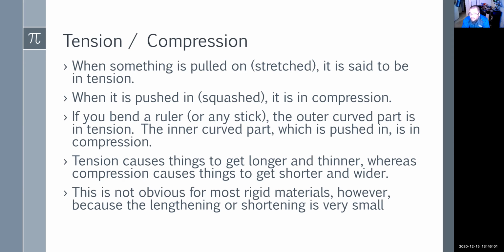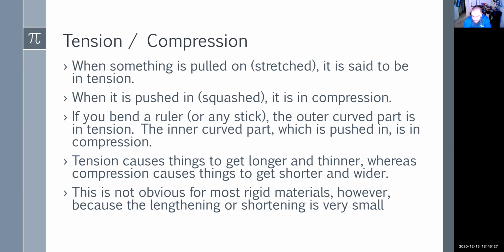Tension causes things to get longer and thinner, whereas compression causes things to get shorter and wider, right? So when I squish this, it gets shorter and wider. When I pull it apart, it gets longer and thinner. This is not obvious for most rigid materials because the lengthening or shortening is very small. So like if I do the same thing to a steel beam, it's really hard to see.